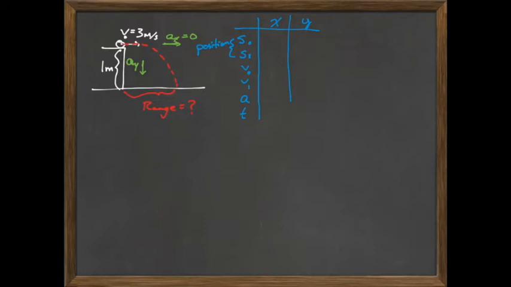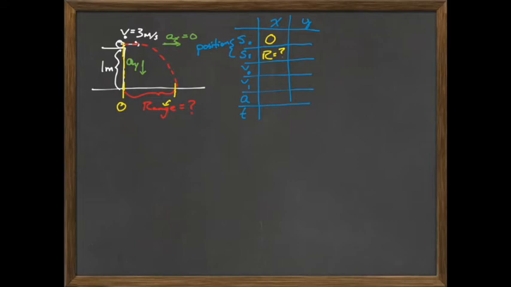Okay, so as we go through it, we're going to list everything we know about velocities, positions, accelerations, and time for each direction. So in this case, horizontally, the initial position of this object is 0, right? It's starting right here on the horizontal axis, which we can call 0, and then the final is the range. And this is what we're looking for.